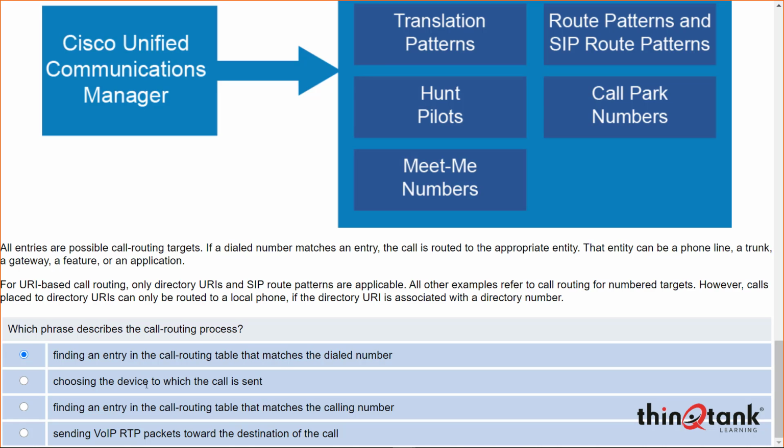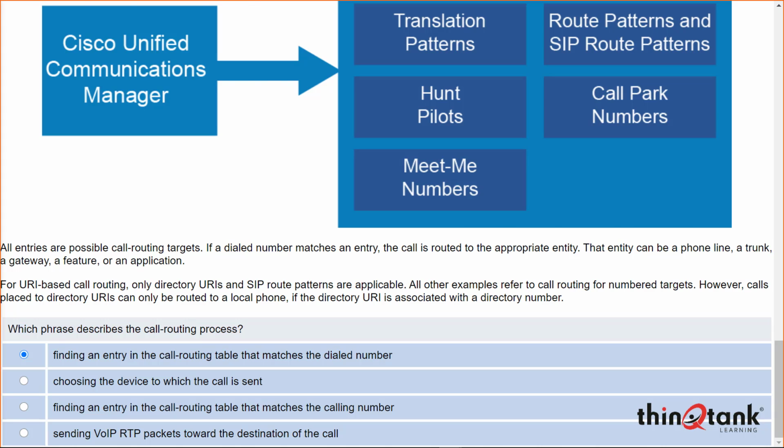Obviously, that makes sense. Sending voice over IP RTP packets toward the destination? No, that's not the responsibility of call routing, right? We're not generating the packets. We're just simply directing the packets to their destination. All right, so the answer in this case is A.